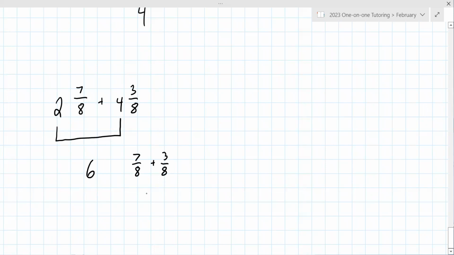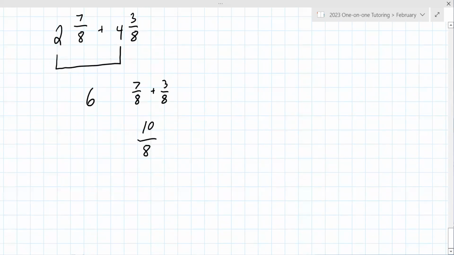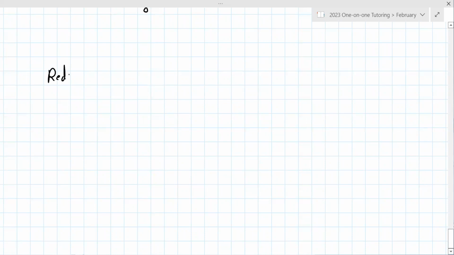10 over 8. Now, do you remember from class how to reduce this? No. Okay, so this is where we've got to spend a little bit of time doing something different called reducing fractions. Let's look at a couple of fractions together. Let's say it's 2 divided by 4.